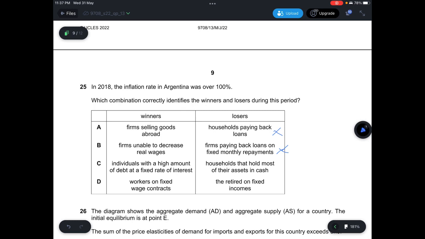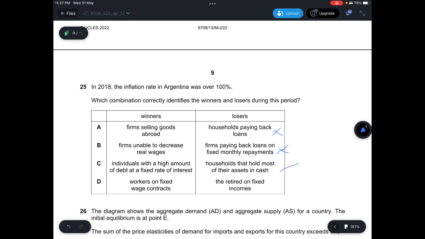C says individuals with a high amount of debt at a fixed rate of interest are winners, and losers are households that hold most of their assets in cash. So 25 has to be C. Because now households hold most of their assets in cash, this means that they have a specific amount of cash, like say $500. The $500 at that particular time could probably get you maybe a new smartphone that has decent specifications. But then because of this hyperinflation, maybe with $500 you can probably only get an MP3 player, for example, a very low end MP3 player, something like this.